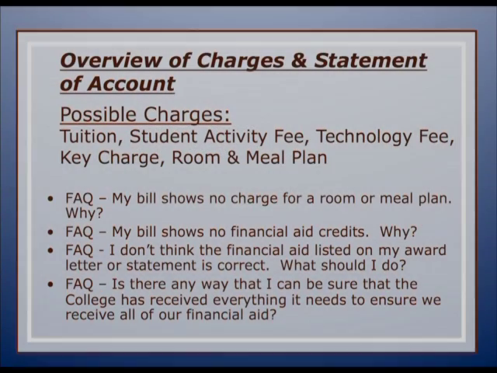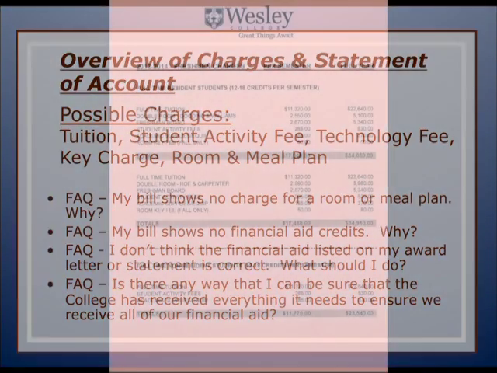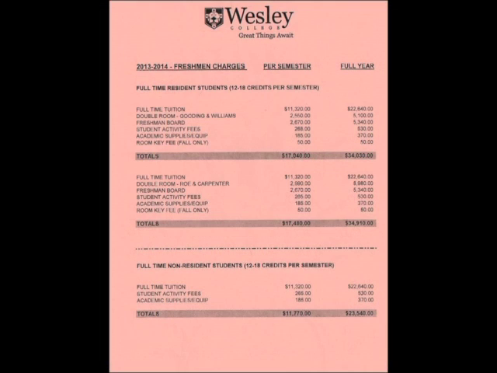So the first thing we're going to talk about is the charges and the statement of account. The first bullet item on the PowerPoint talks about there being tuition, student activity fee, technology fee, a key charge, and a room and meal plan. So what I'd like to do is to take a look at something that we've put in your orientation packet, and that is pink, and it provides the charges that you might see on your student account.